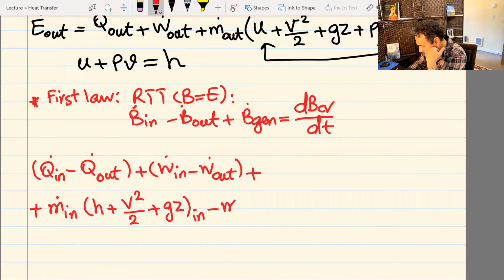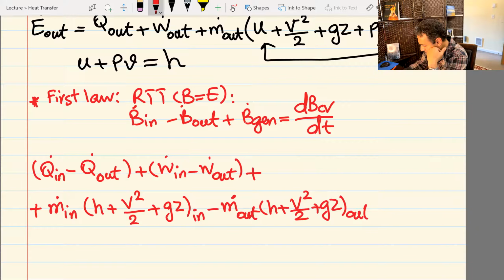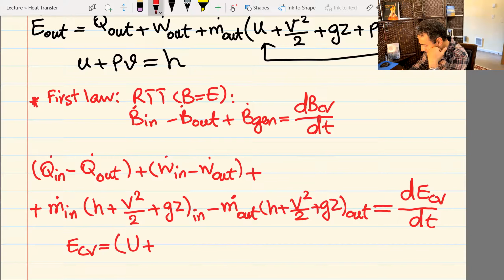Now minus, that goes out of the system, m dot out, h plus V squared over 2 plus gz out. This whole thing equals d of energy of the control volume dt. And what is E? E is the internal energy plus the kinetic energy plus the potential energy of the control volume, right?